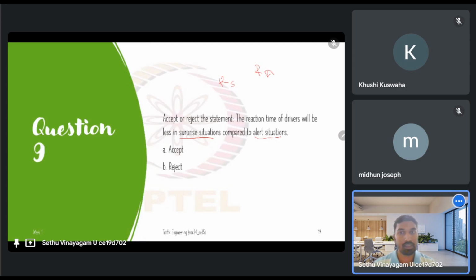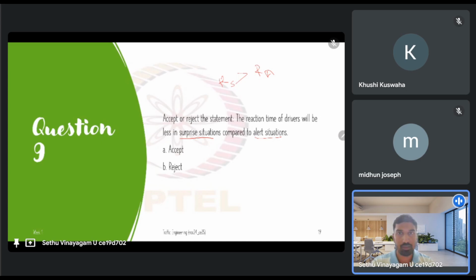So in these two situations, when will we react faster? When we are already alert, when we are expecting something out of the ordinary or out of the normal to happen, in that case we will be able to react quicker. Compared to a surprise situation where we are more relaxed and thinking that everything will be continuing in this normal fashion. If something suddenly happens, we will take a longer time to process that and then react to it. So therefore in surprise situations we'll be taking a longer time than in alert situations.